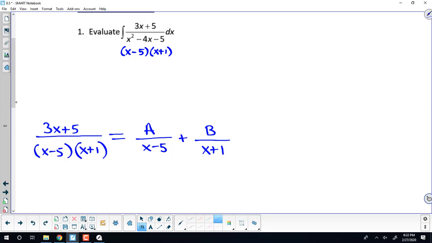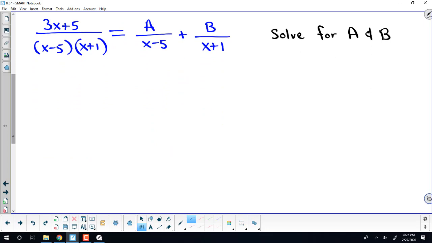So that's just something like that procedure. You've got to know how to set that up, because from here we're going to need to solve for a and b. And the way that we do that is we just multiply through by the denominator, (x minus 5) times (x plus 1). So that clears the denominator over here. We get a times the quantity (x plus 1) plus b times the quantity (x minus 5).